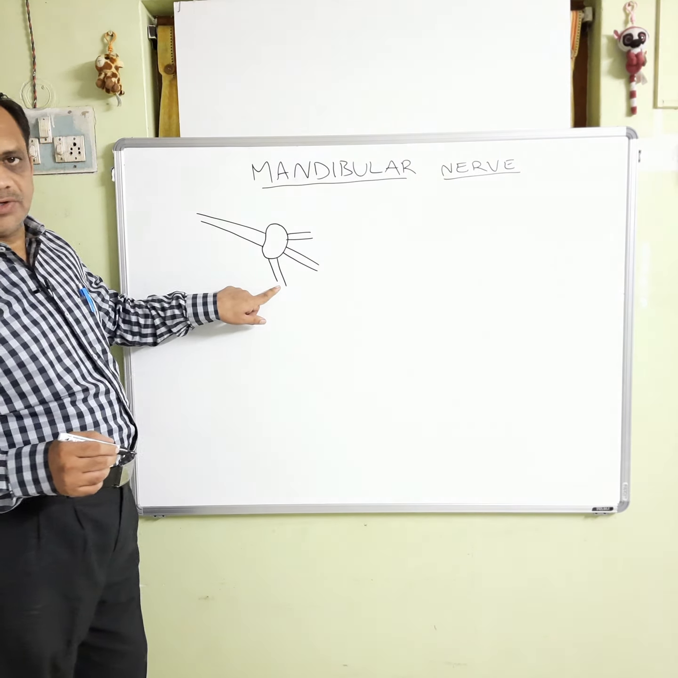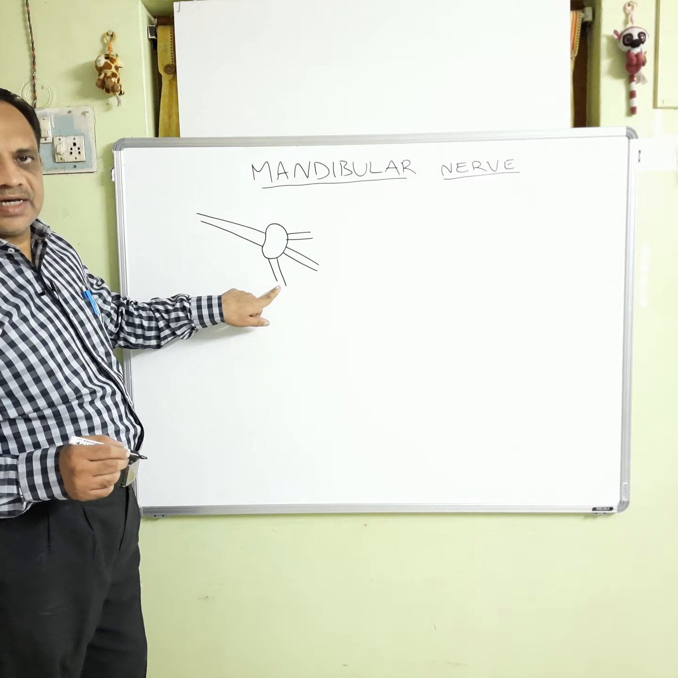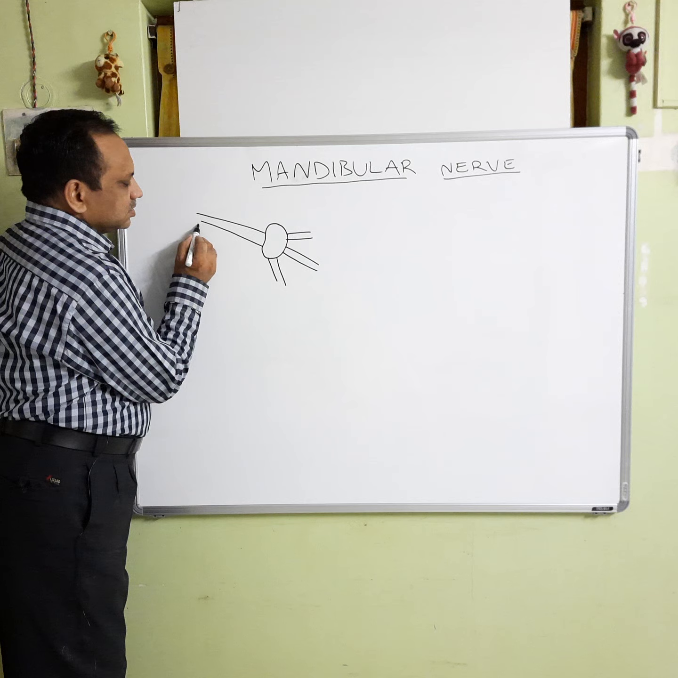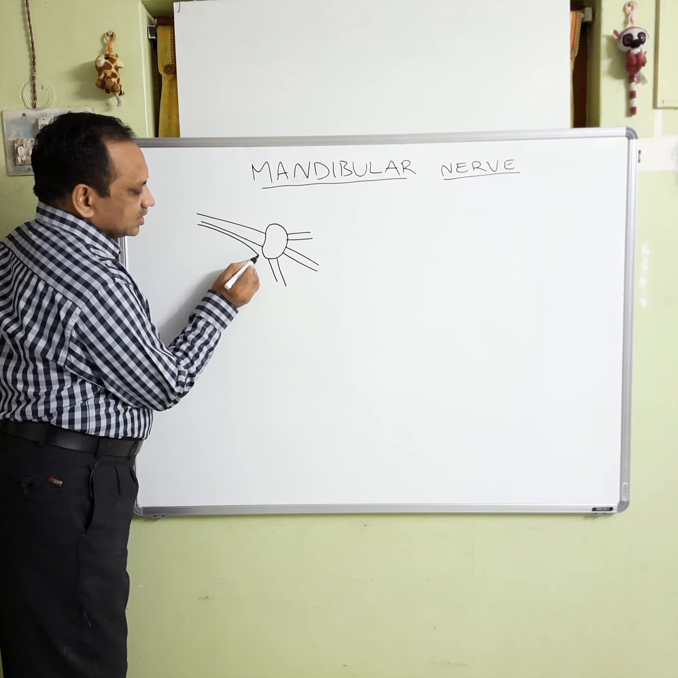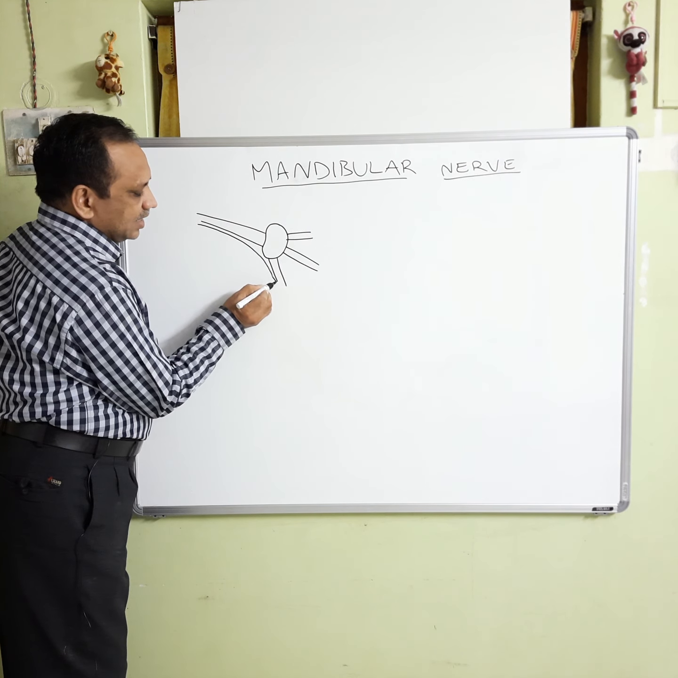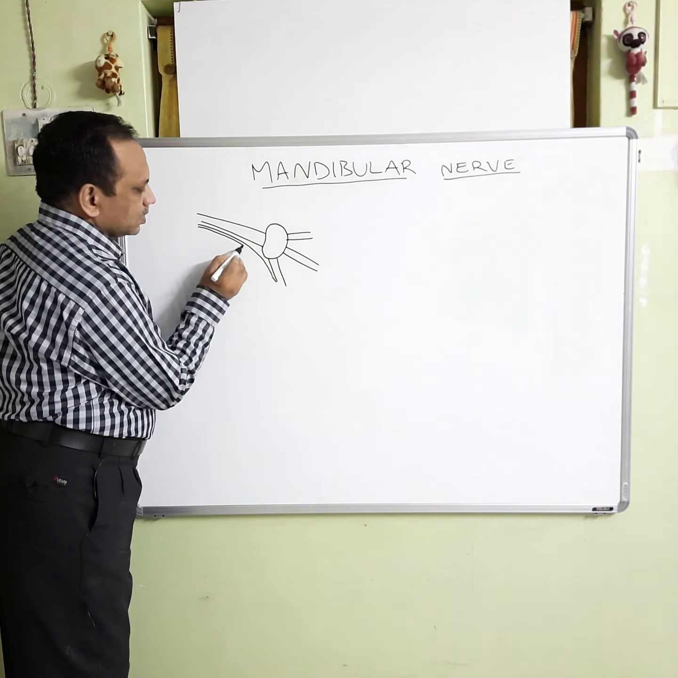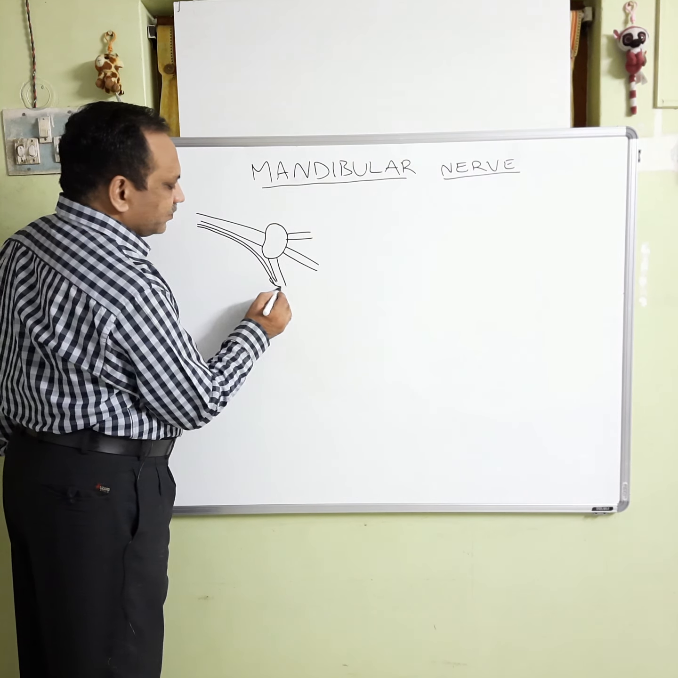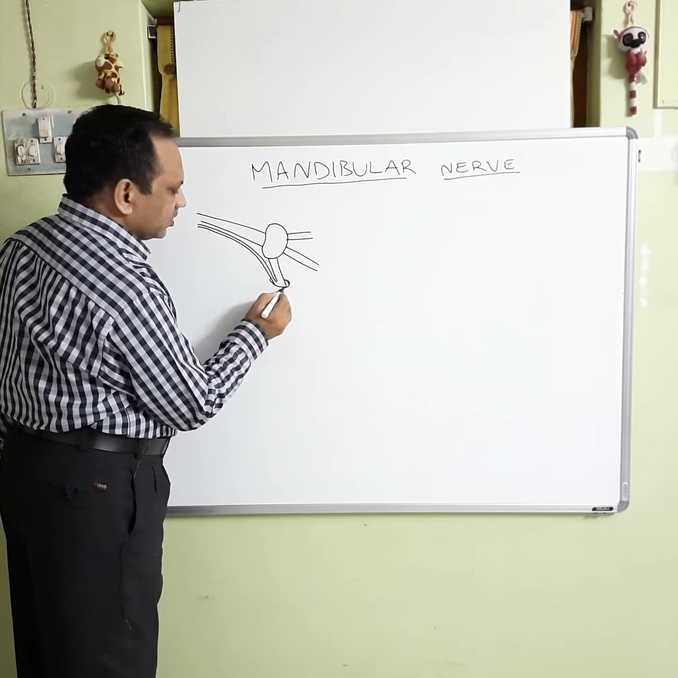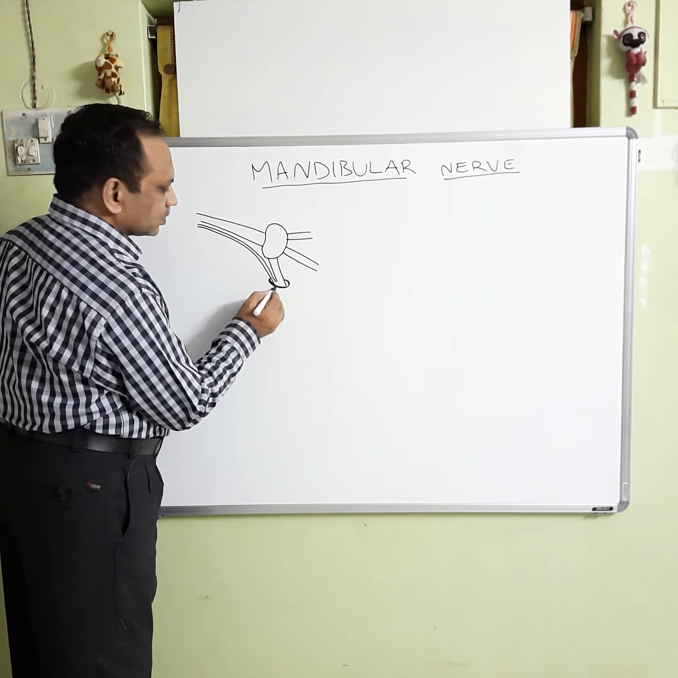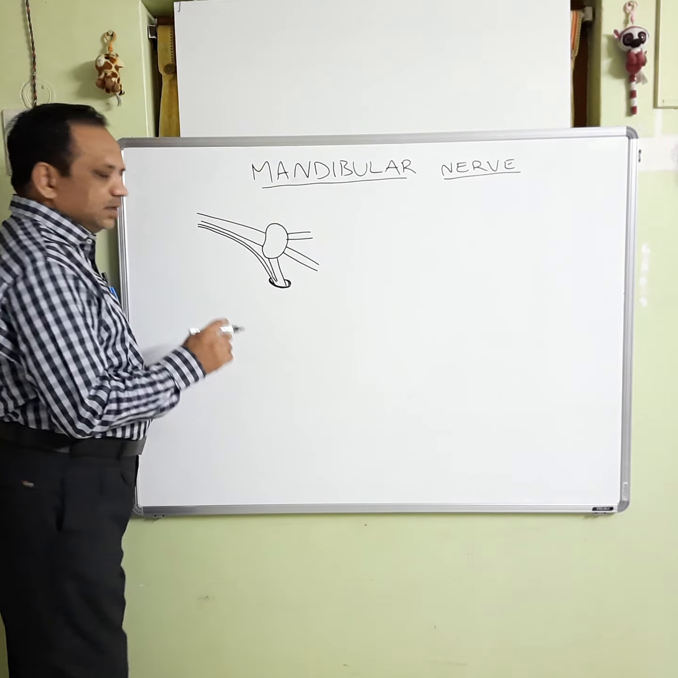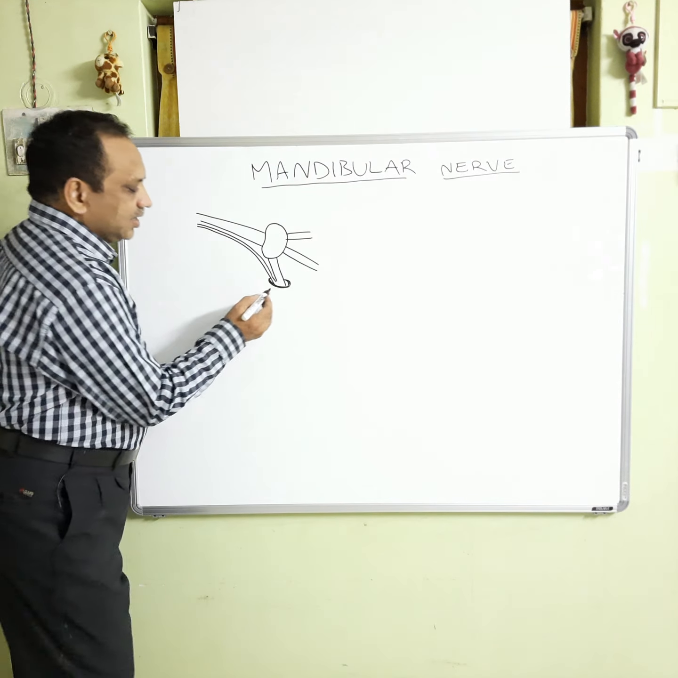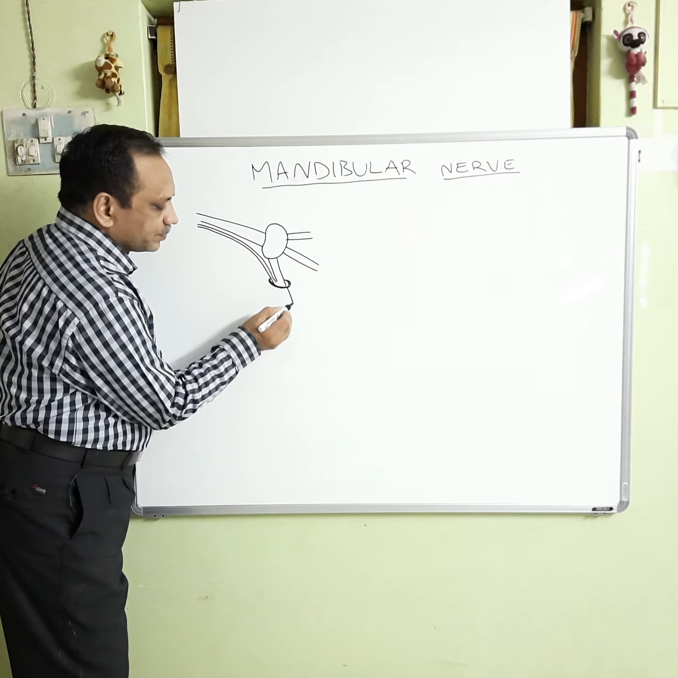So this is the sensory root, which is a little bit thicker, and a slender motor root starts from the pons, passes underneath the trigeminal nerve and the ganglion, and both enter through the foramen ovale. This is the foramen ovale. These are in the middle cranial fossa, and through the foramen ovale they enter into the infratemporal fossa.